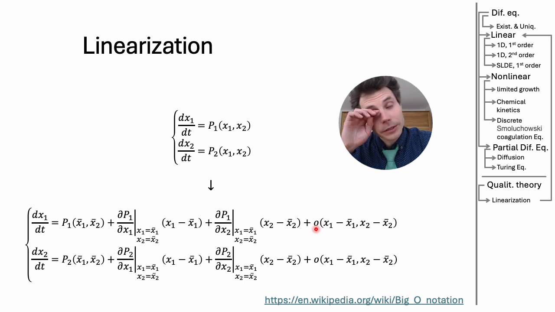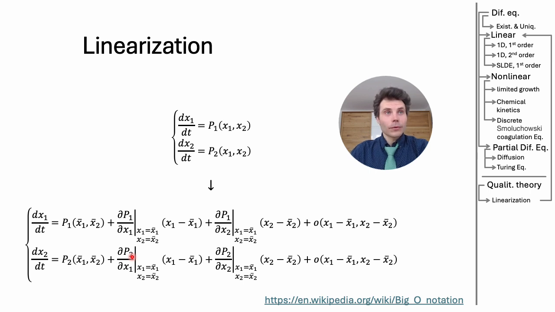Essentially, the little-o notation means any term which vanishes faster than this difference when the difference tends to zero. If you want to learn more about it, just read the book by Courant and John, or read this Wikipedia article, the Big O notation. So here are the terms that we are going to ignore. What we're curious about are just the linear terms of the functions p1 and p2. And here is the expansion done equivalently for the second equation.